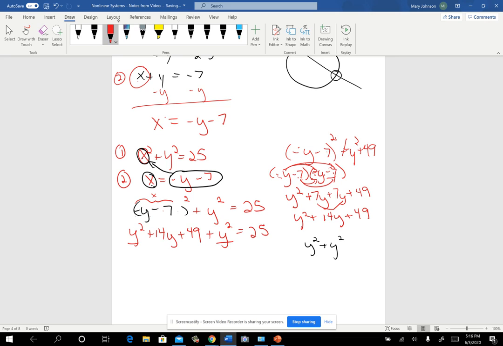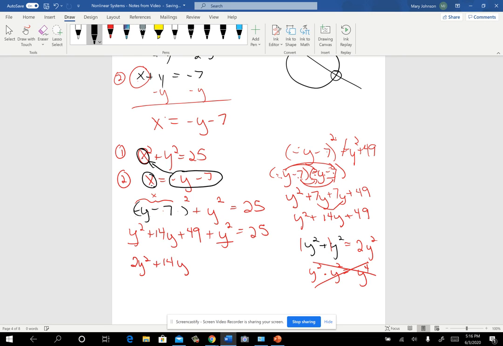is just 2y squared. There's 2 y squareds. They're just like terms. The exponent doesn't change. If it were y squared times y squared, that's when it would become a y to the 4th. But that's not what's going on here, okay? So we wound up having 2y squared plus 14y.